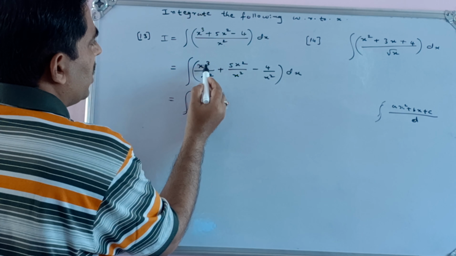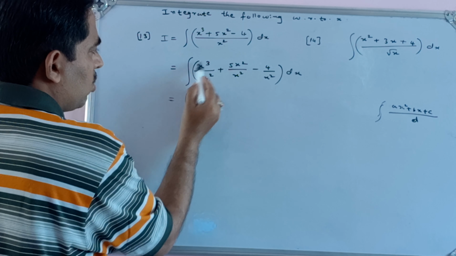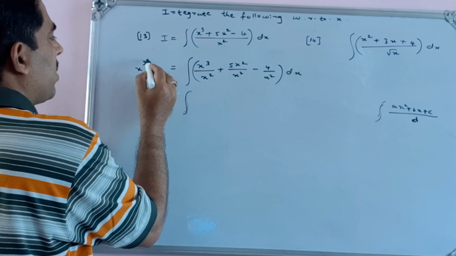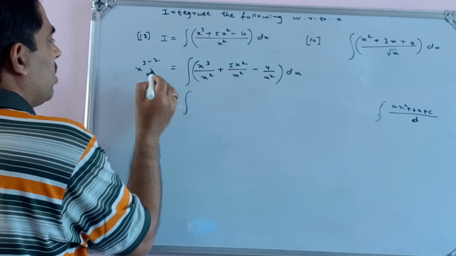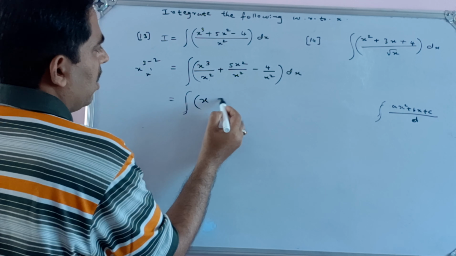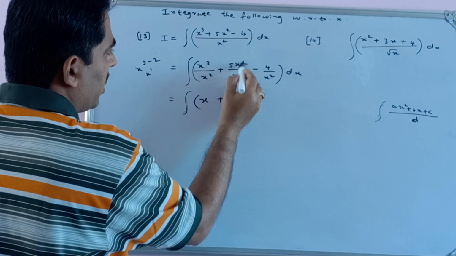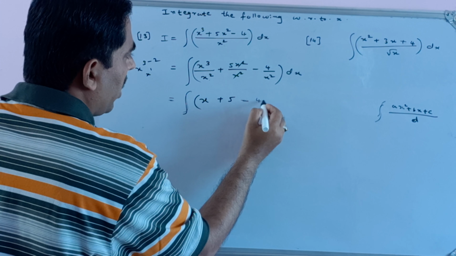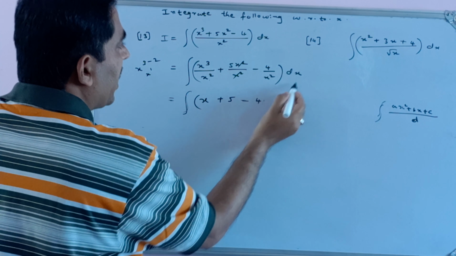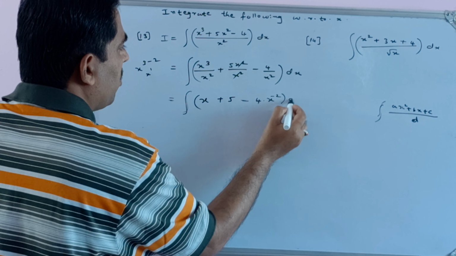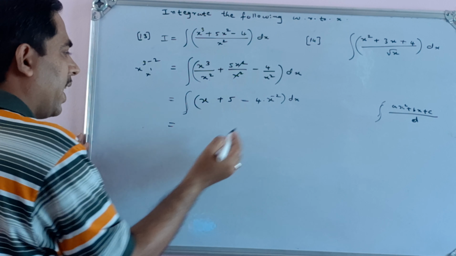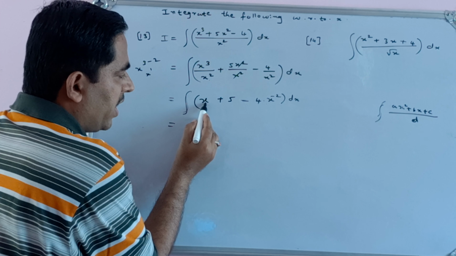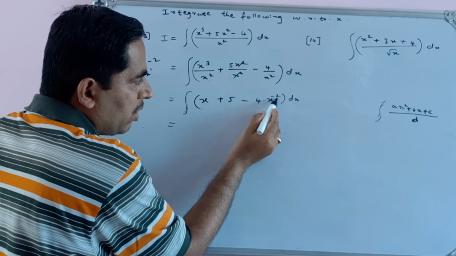Integration of x cube divided by x square: using the law of index, you can subtract the powers, x to the power of 3 minus 2, that will be x. So I get x plus 5, which remains as it is, since x square cancels, minus 4 as it is. Then you bring x square to the numerator, that becomes x to the power of minus 2. Now I can integrate every term with respect to x: integration of x, integration of 5, integration of x to the power of minus 2.